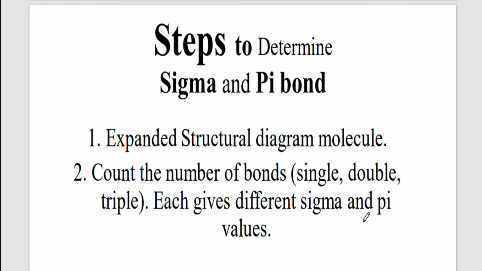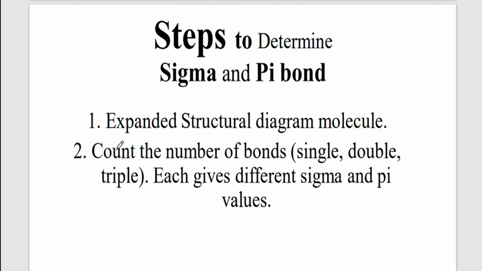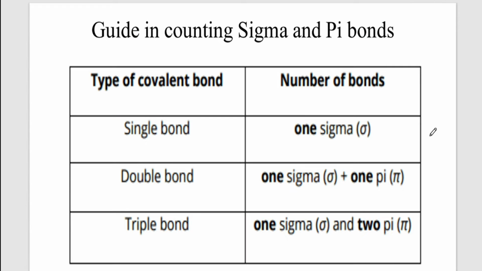So I have here steps to determine the sigma and pi bond of a molecule. First, we need to have the expanded structural diagram of the molecule. And second is to count the number of bonds, either single, double, or triple, and each gives us different sigma and pi values. So this will be a guide for counting sigma and pi bonds.